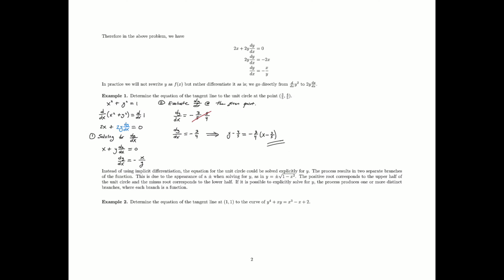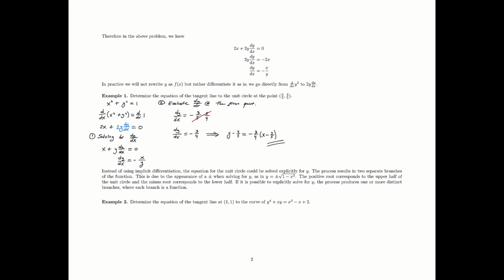All right, next we have example 2, and we are to determine the equation of the tangent line at the point (1, 1) to the given curve, which is some implicitly defined curve, the graph of this equation. So let's go ahead and start.